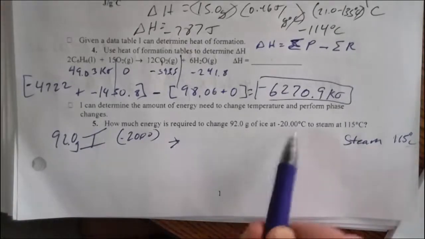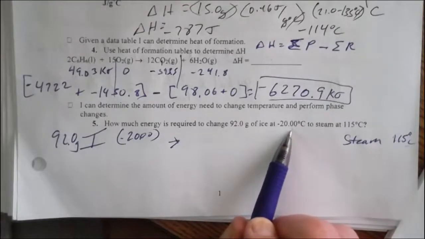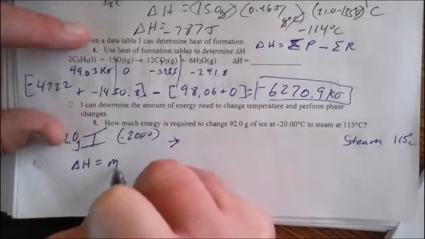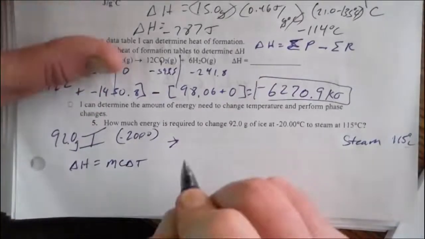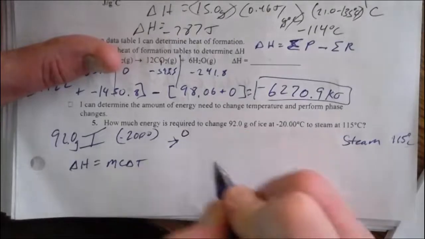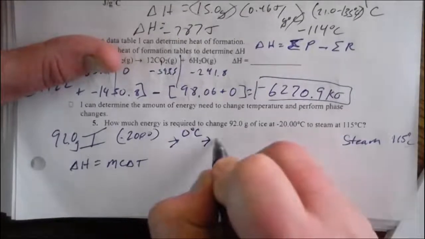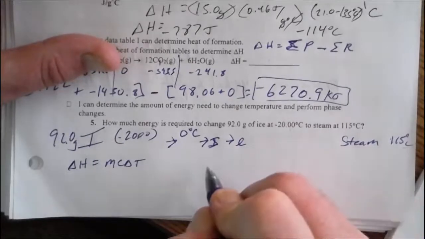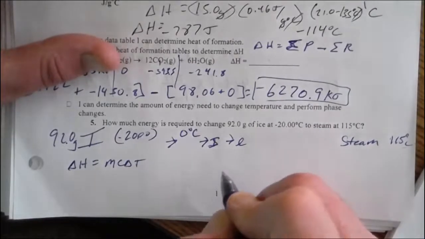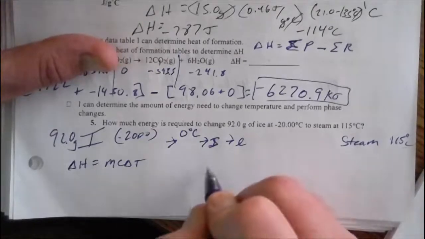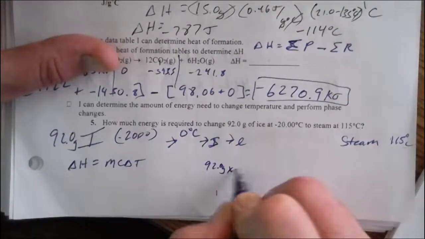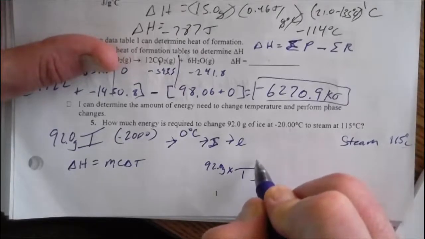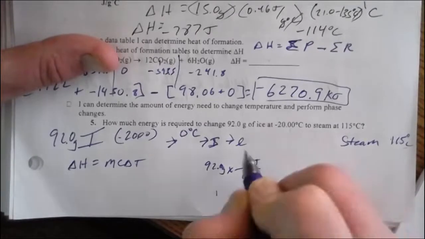It's at negative 20. So we got to get it to 0. So that is a delta H equals MC delta T. And then what? Now it's at 0 degrees Celsius. Now we got to change it from ice to what? Or solid to liquid. So that's going to be one of those conversions, right? We're going to have 92.0 grams. Every 1 gram takes so many joules or kilojoules. And then what do we need to do?